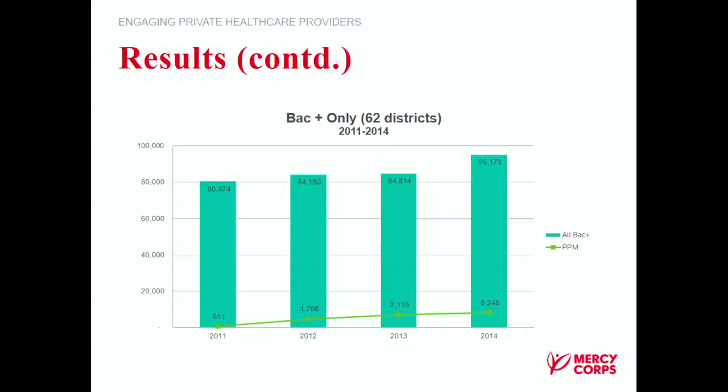But over the years, you can see that the graph is going up, and the numbers reported by the private sector providers are consistently going up. And it is almost proportionate to the increase in the total number of cases that are being notified in these districts. So it clearly shows that the interventions that were done with the private sector were actually adding on, providing additional case notification to the public sector system.